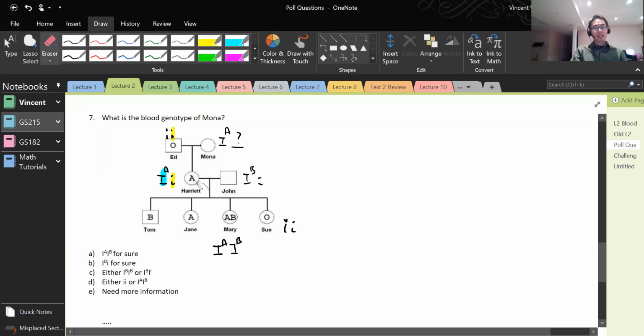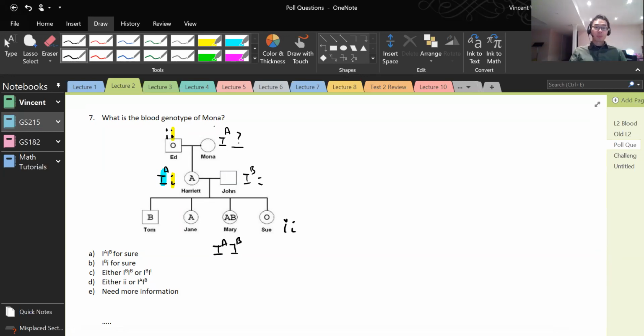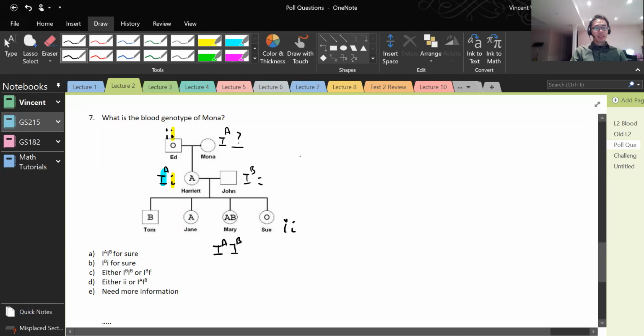Well, they only have one child, only one daughter. So we don't really know. The other one, for all we know, it could be IAIA, it could be IBIB, could be IAIB, could be IA small i, right? There is really no way for us to tell. So the correct answer is need more information.